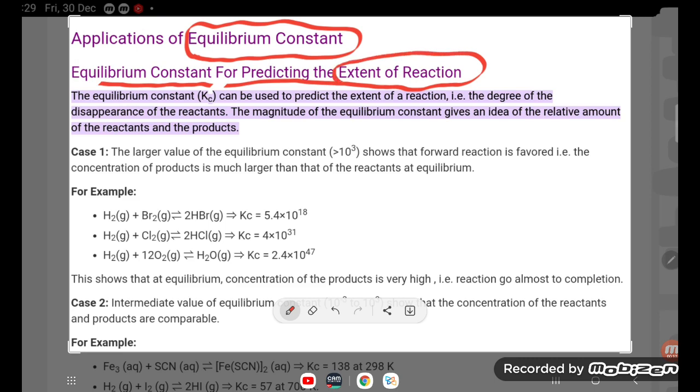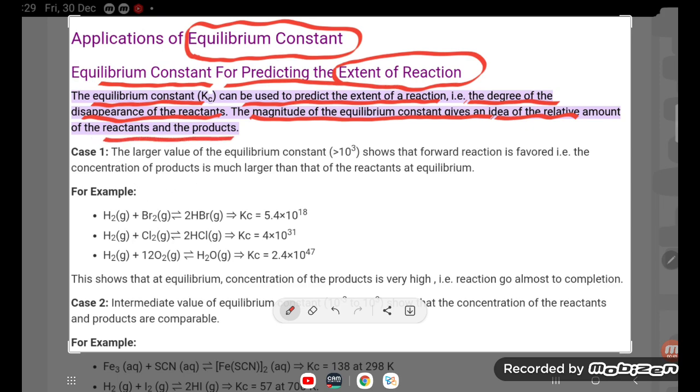Extent of reaction means how much the reaction is going to proceed in the forward direction and convert into product. The equilibrium constant Kc can be used to predict the extent of reaction, that is the degree of disappearance of reactant, and the magnitude of the equilibrium constant gives an idea of the relative amount of reactant and product.